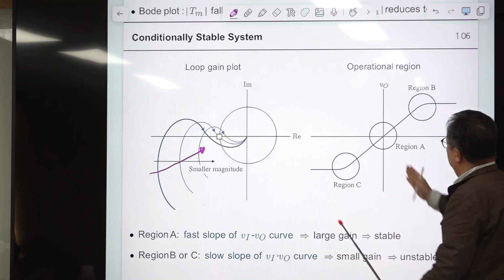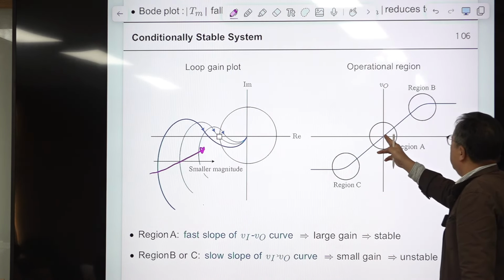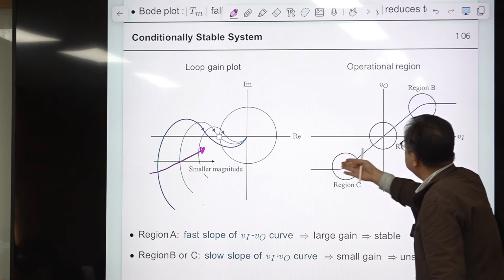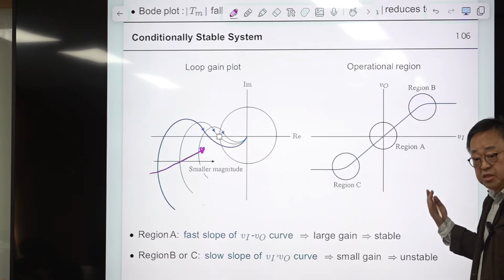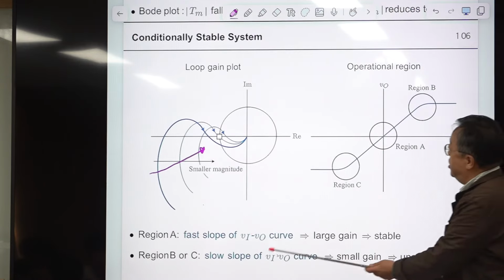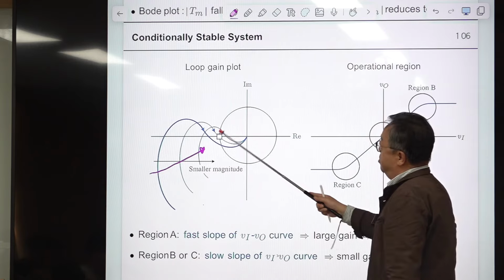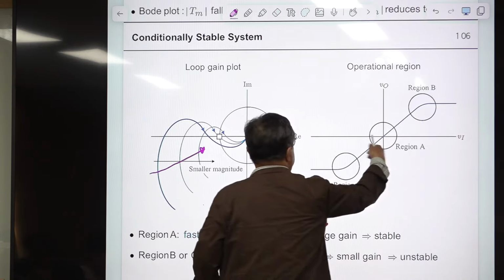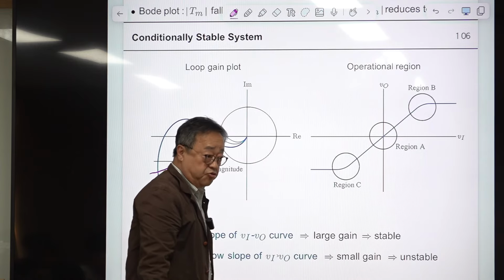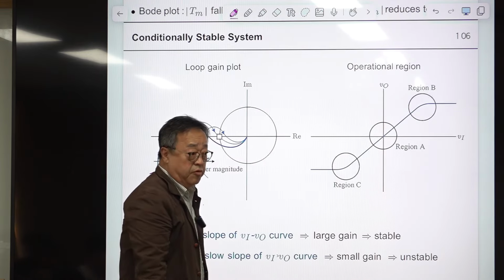The same is true in this region. Originally, the operational region was here. This is your desired location, but somehow it goes in this direction. Then the feedback gain is reduced, which means this polar plot shrinks, and it becomes unstable. This occurs when your amplifier saturates.